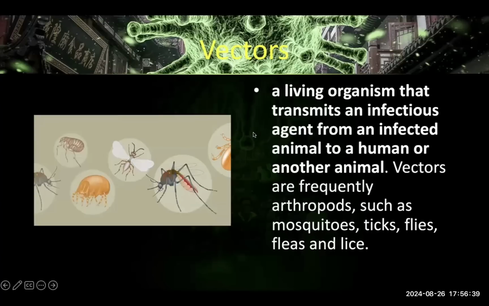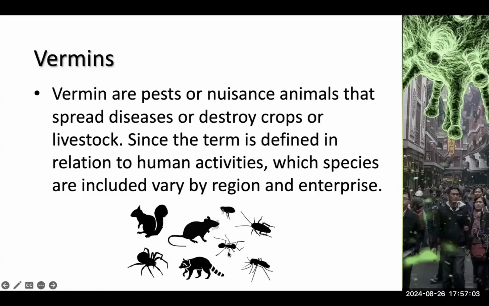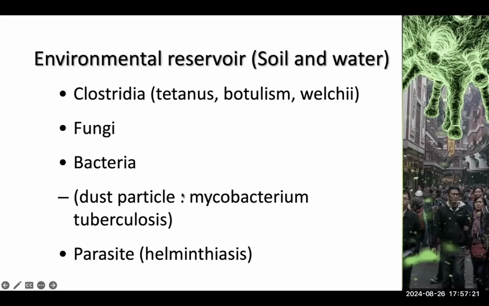Vectors, on the other hand, are living organisms. You will have a lecture on vector and vector control after the first long exam period, so all of these will just be a brief review. Vectors are living organisms that transmit an infectious agent from an infected animal to a human or another animal. Vectors are frequently arthropods such as mosquitoes, ticks, flies, fleas, and lice. While vermin are pests or nuisance animals that spread disease or destroy crops or livestock. The terms are defined in relation to human activities, and which species are included varies by region and enterprise. This includes rats.